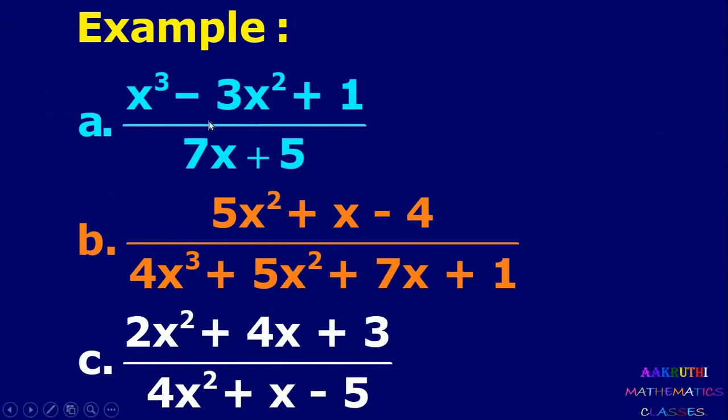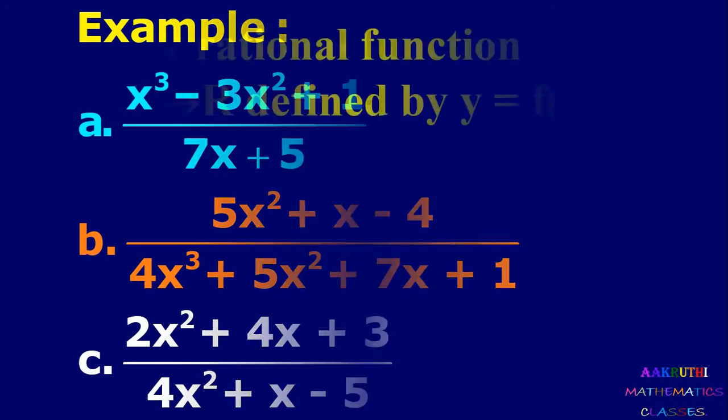Consider some example for rational function. So here x cube minus 3x square plus 1 divided by 7x plus 5 is a rational function. 5x square plus x minus 4 divided by 4x cube plus 5x square plus 7x plus 1 is a rational function. 2x square plus 4x plus 5 divided by 4x square plus x minus 5 is also a rational function. So here rational function is defined only when denominator is not equal to 0.